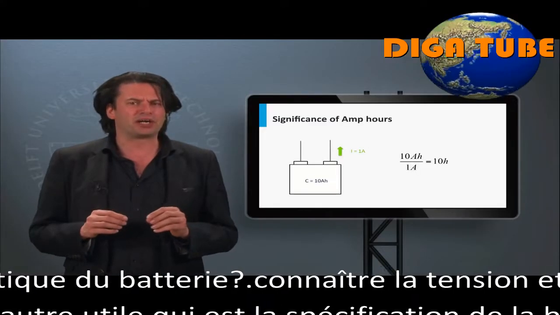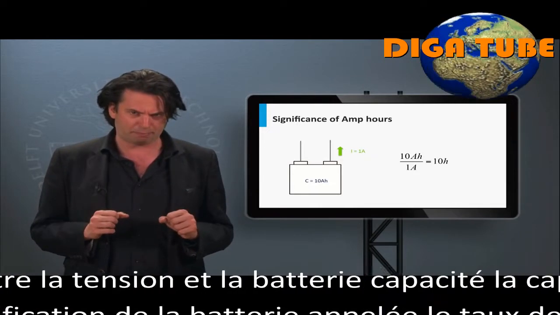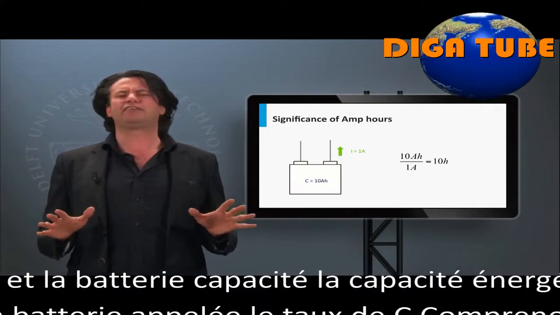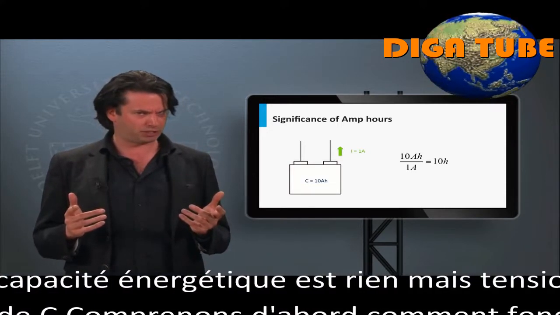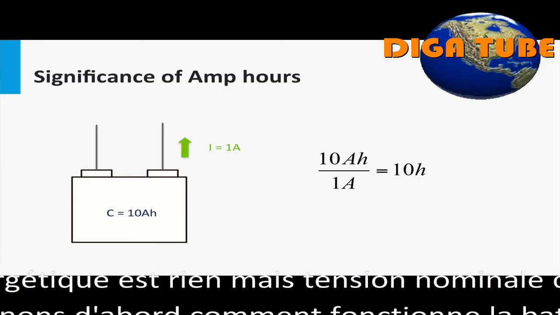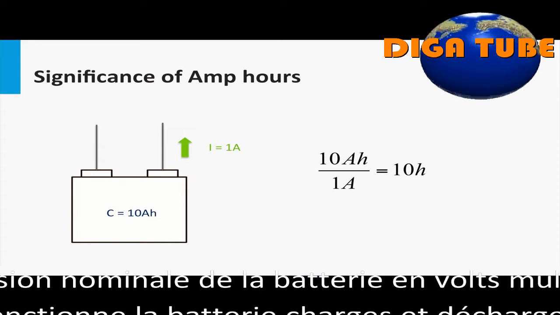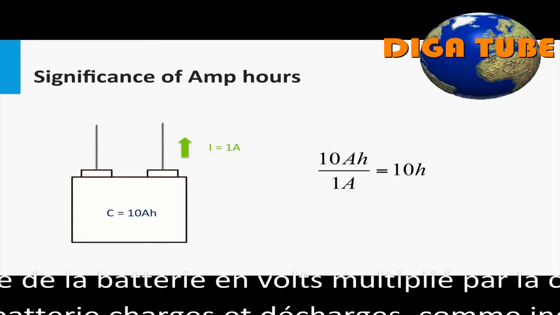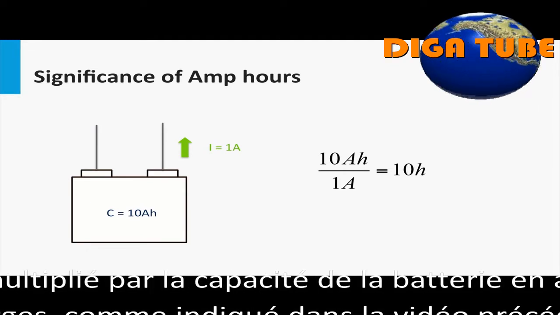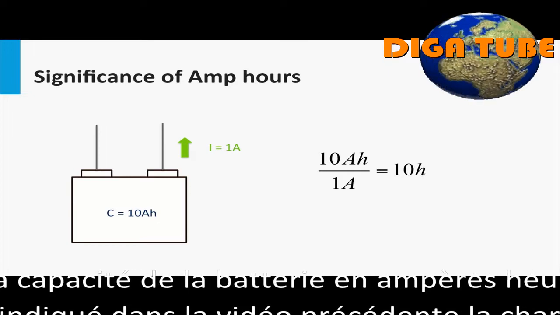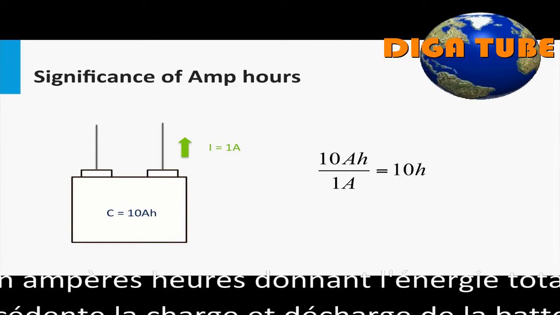You must be wondering, what is the significance of amp hours as the unit of battery capacity? The unit itself gives us some important clues about the battery properties. If we take a brand new battery with a 10 amp hour capacity, it can theoretically deliver a 1 amp current for 10 hours at room temperature. Of course, in practice this is seldom the case due to several factors, as we will see later.